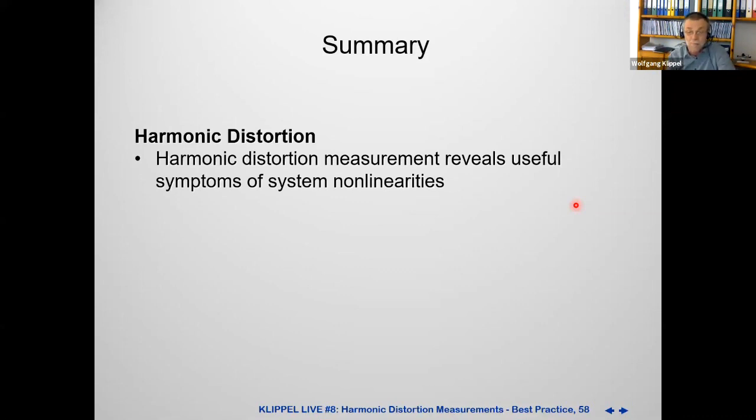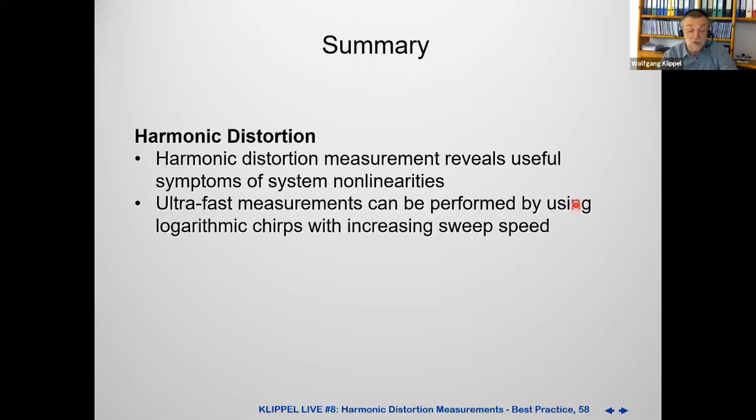Harmonic distortion measurement reveals useful symptoms for system nonlinearities. But I met so many people who are frustrated with the interpretation of the harmonic distortion results if you are using relative metrics and you are measuring with noise or with room influence and so on. Your target should be to get smooth, simple curves. It's possible, and they are meaningful. That's the point. You can do quite ultra-fast measurements with a chirp.